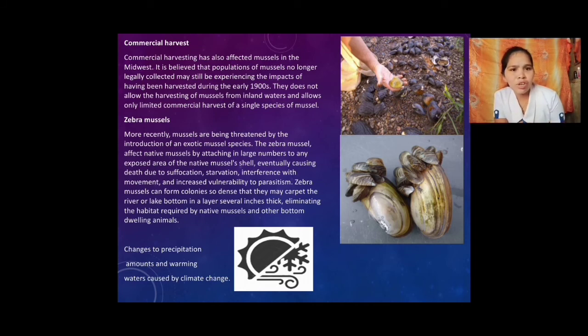Zebra mussels can form colonies so dense that they may carpet the river or lake bottom in a layer several inches thick, eliminating the habitat required by native mussels and other bottom-dwelling animals.